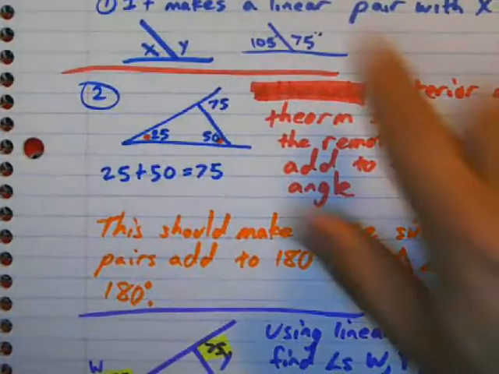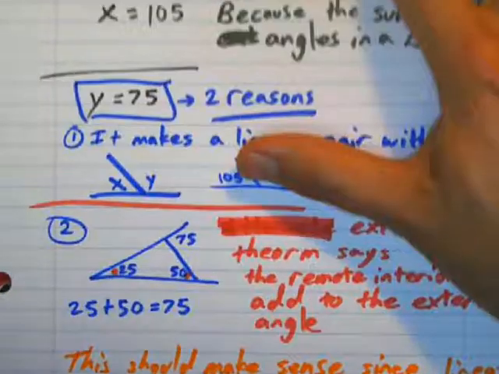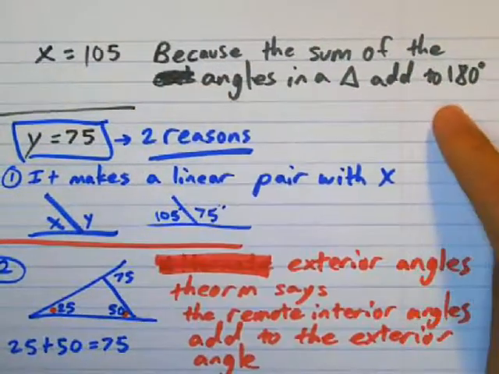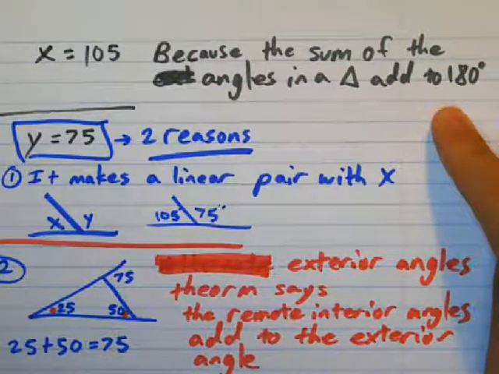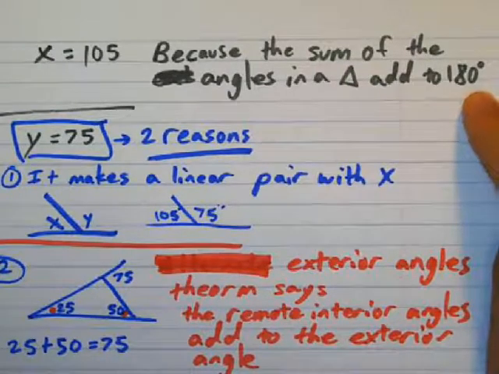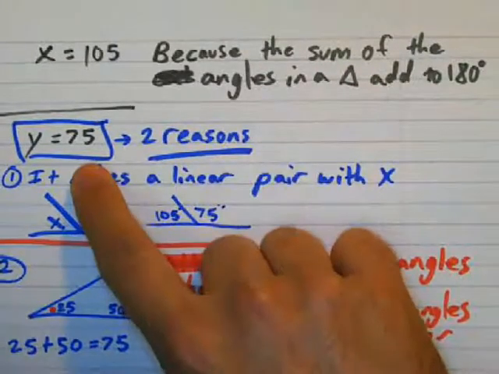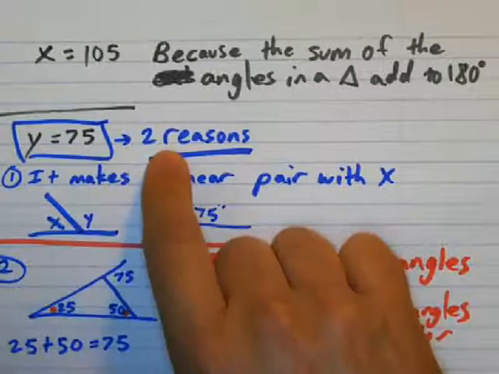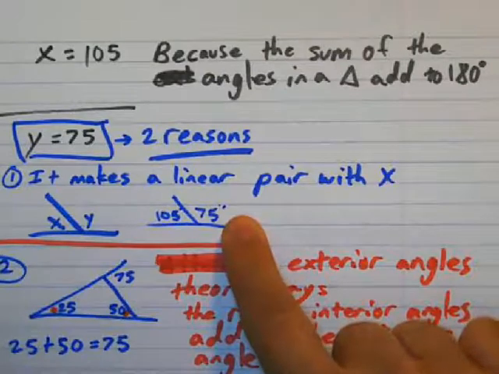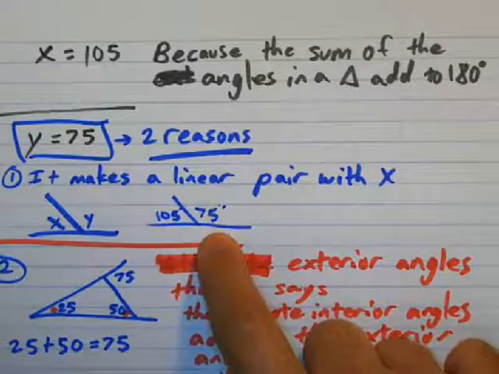it should make sense that x is 105 because the sum of the angles in a triangle add up to 180, right? And there's two reasons. But now we should be able to figure out that y is 75 for two reasons. One, we could say a linear pair always adds up to 180, right? If that's 105, this has to be 75.